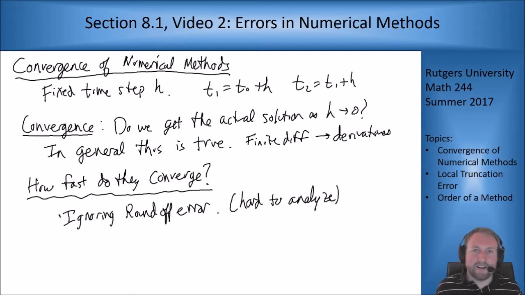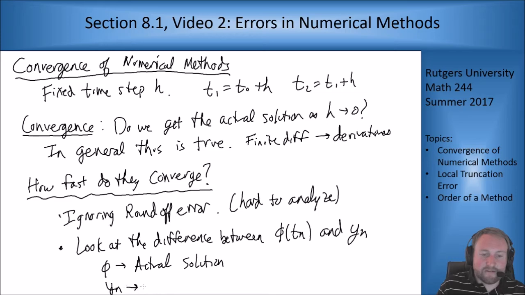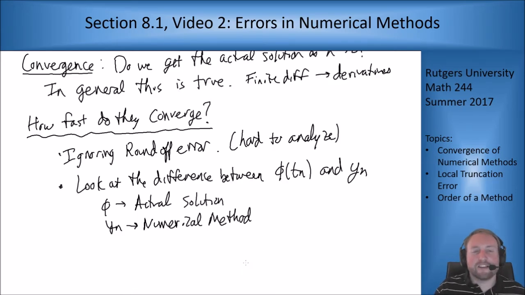So really, we want to look at the difference between our actual solution at tn and the value yn we get: phi of tn and yn. Phi is the actual solution, and yn is what we get from our numerical method. We want to look at how far these are apart, because that's really what we care about. If we can see how far apart they are in terms of h, then we're in good shape for knowing how fast we're going to converge. Because we know that yn is going to converge to phi of tn as h goes to 0, because that's how we said convergence works. So the question is how fast. Let's analyze this difference and see what we get.